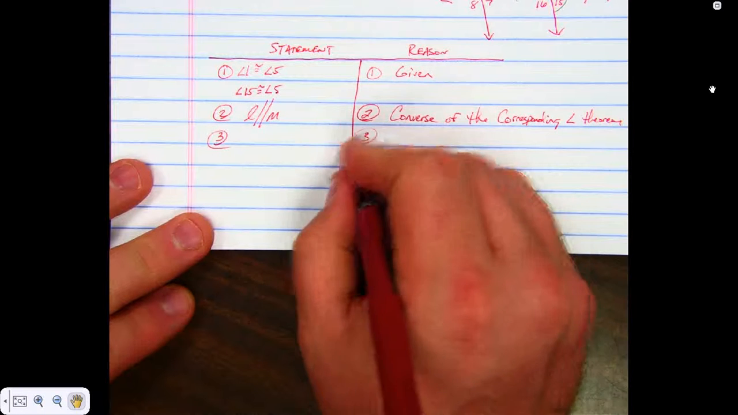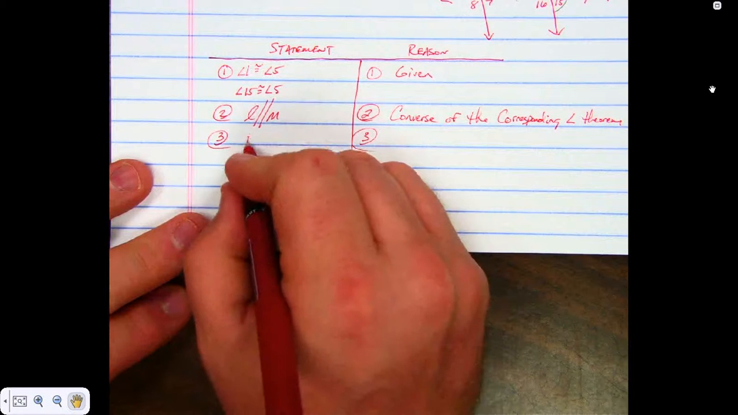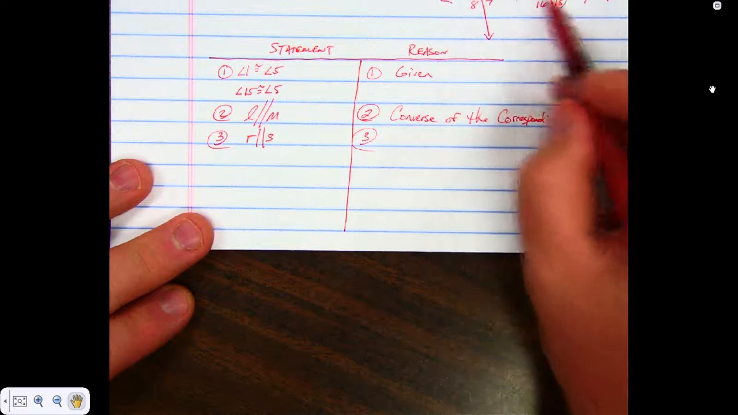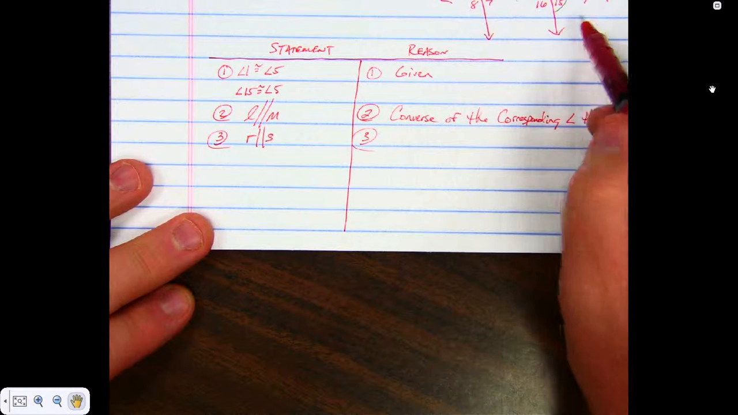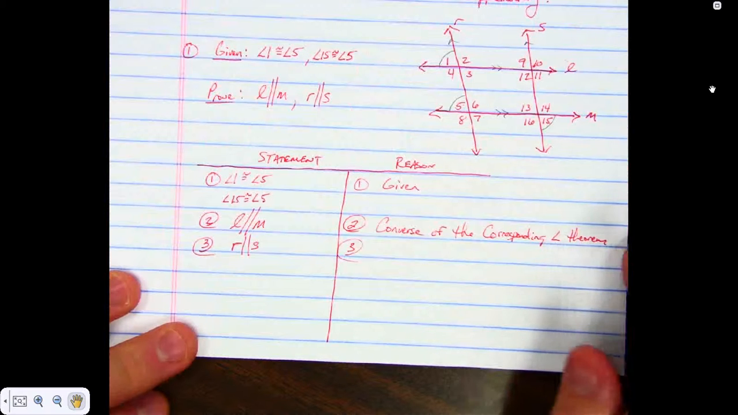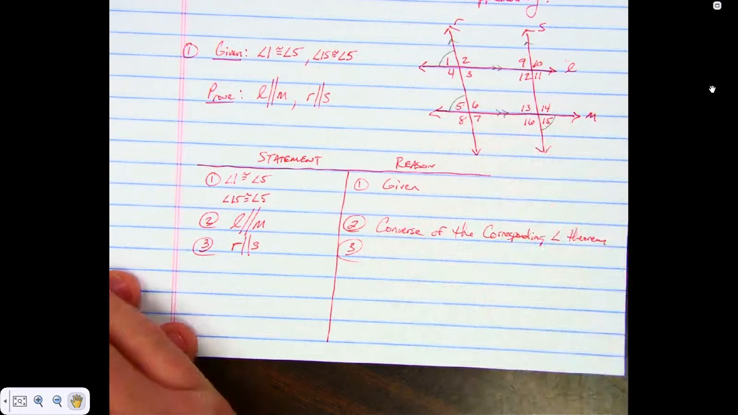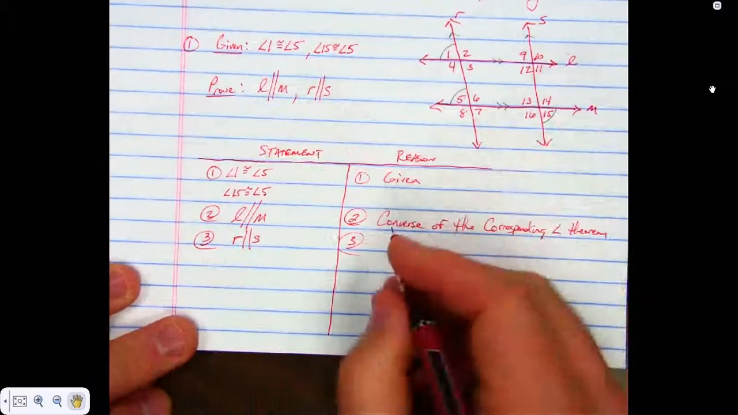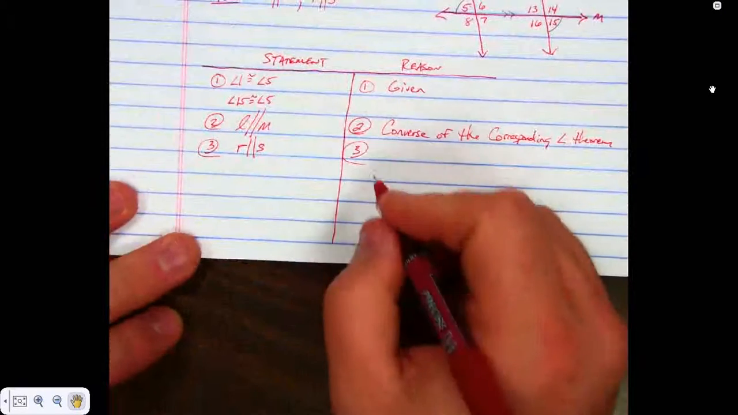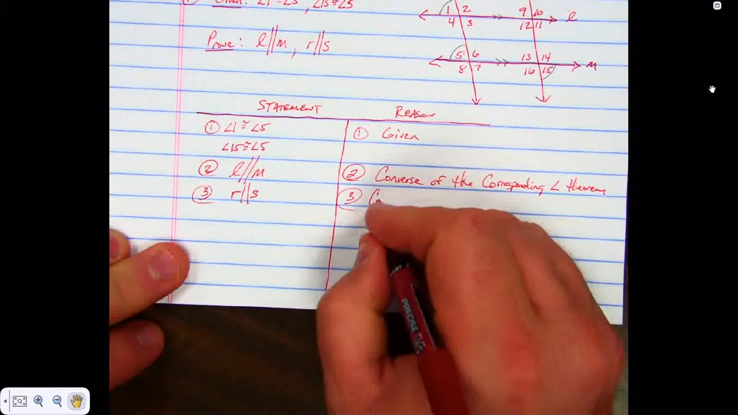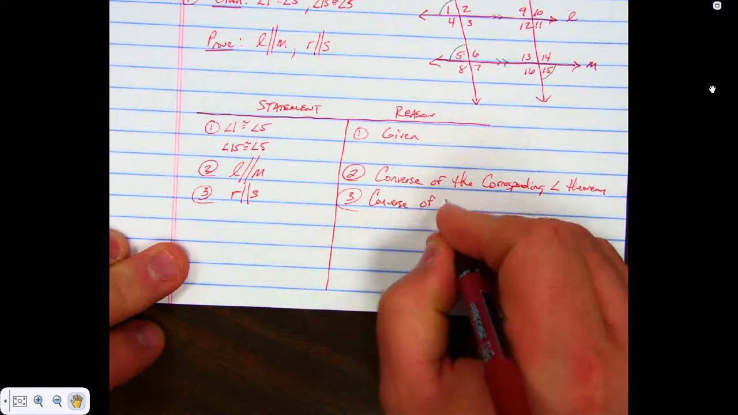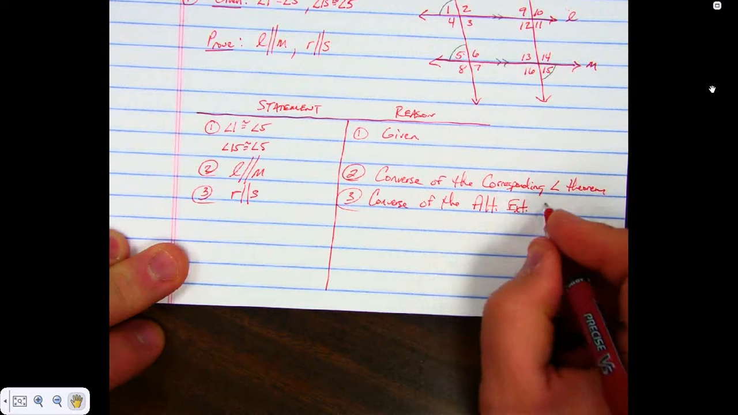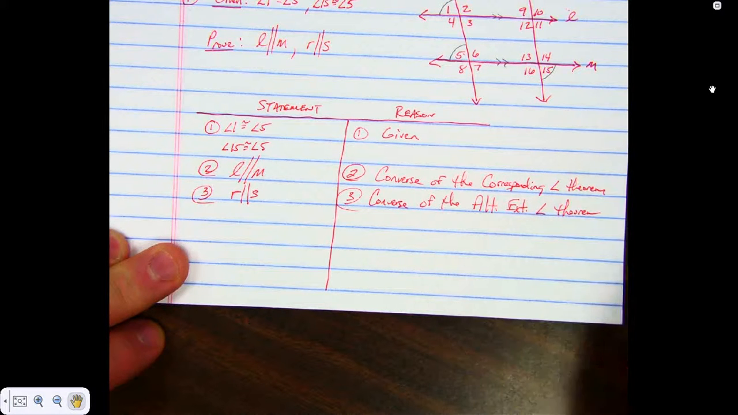What else do I have to state? R is parallel to what? S. Can I say that? I've stated that 5 is congruent to 15. How does 5 relate to 15? Alternate exterior. So what is my reason I can say those two are parallel? The converse of the alternate exterior angle theorem. It's the opposite.